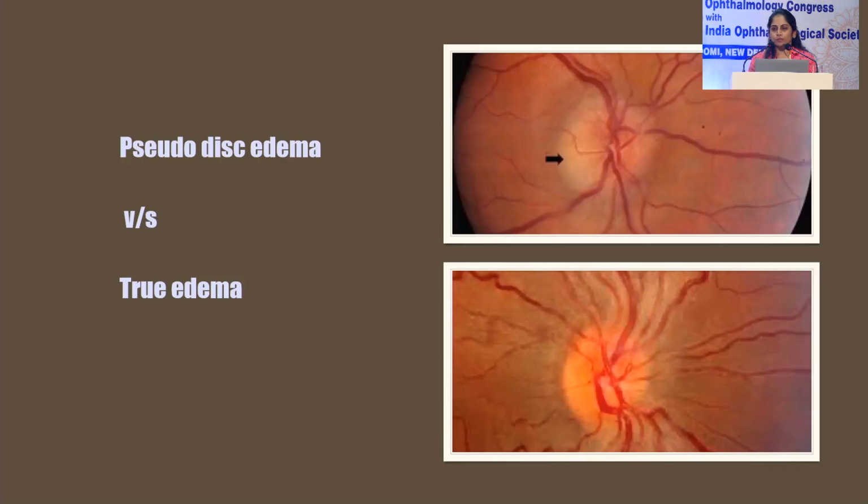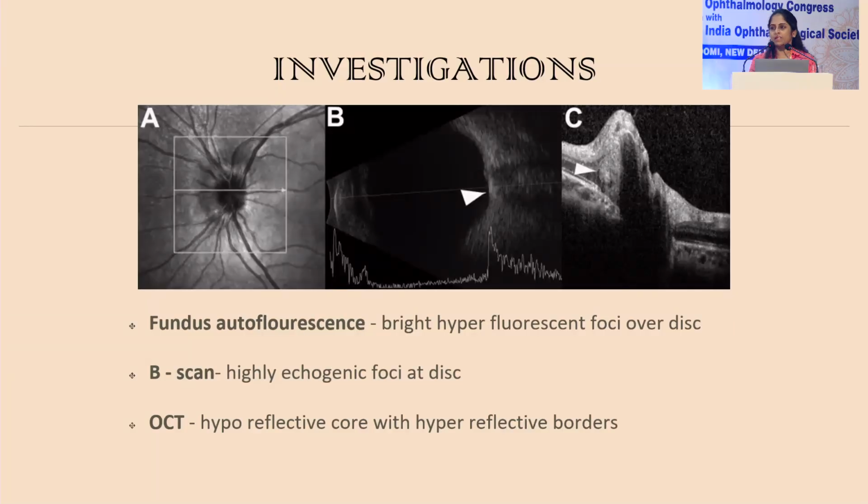As compared to that, in the lower picture you can see the blurring of the disc margin, and vascular tortuosity is more. You can see some flame-shaped hemorrhages, and you can see disappearance of capillaries. They get buried under the edema in a true disc edema. These are some clinching points clinically. The more diagnostic are these three investigations to differentiate between a true and a pseudo disc edema.